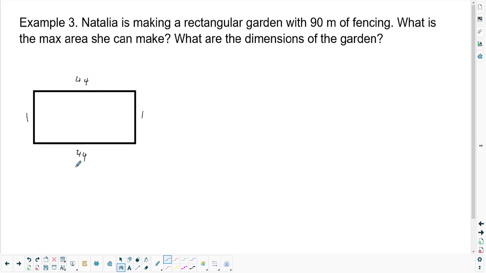That's an option that you can do, but we want to have a maximum area, and this is what you need to be looking for: words that say maximum or minimum, because that immediately tells you that you need a vertex, because the vertex will tell you what the biggest or the smallest thing is. So what we're going to do is say that this is x. There is some sort of width here. And then if we have 90 meters of fencing, well, first of all, if this is x, this is x.